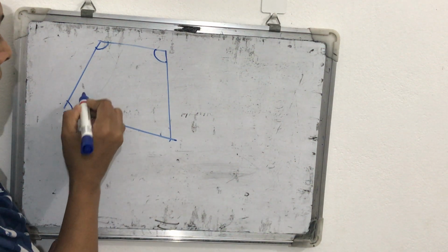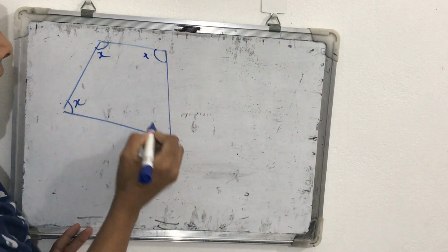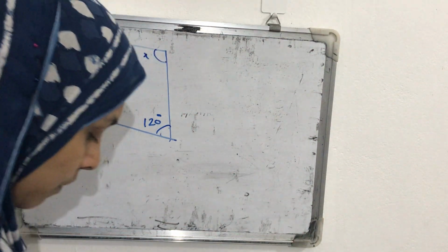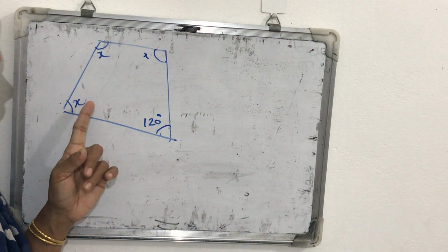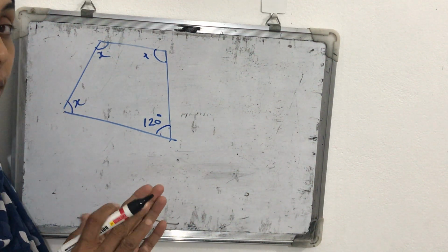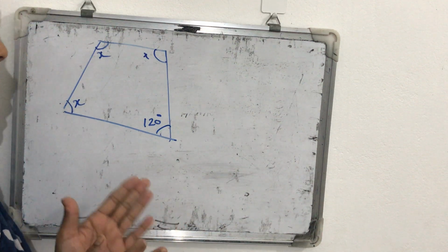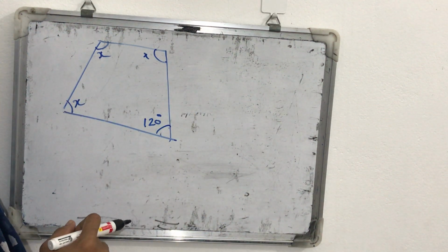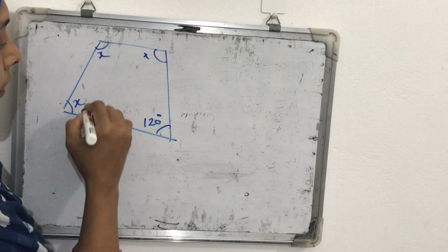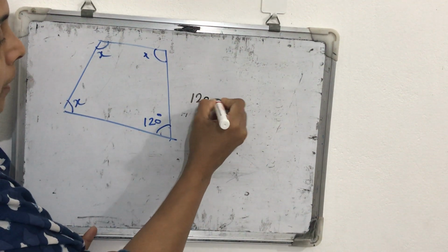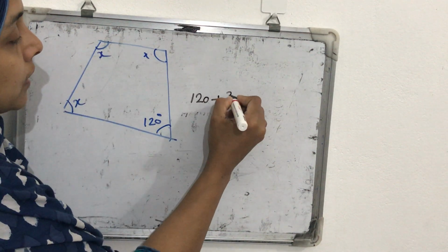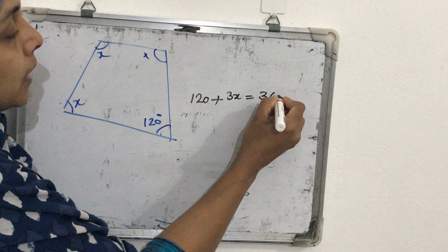Otherwise we can use this x. These three angles we can call x and this 120. Anyway, I just draw a rough figure. Then we want to find out the measures of those three angles. We know using the angle sum property of a quadrilateral, the sum of these four angles will be 360 degree. So 120 plus 3x equals 360 degree.